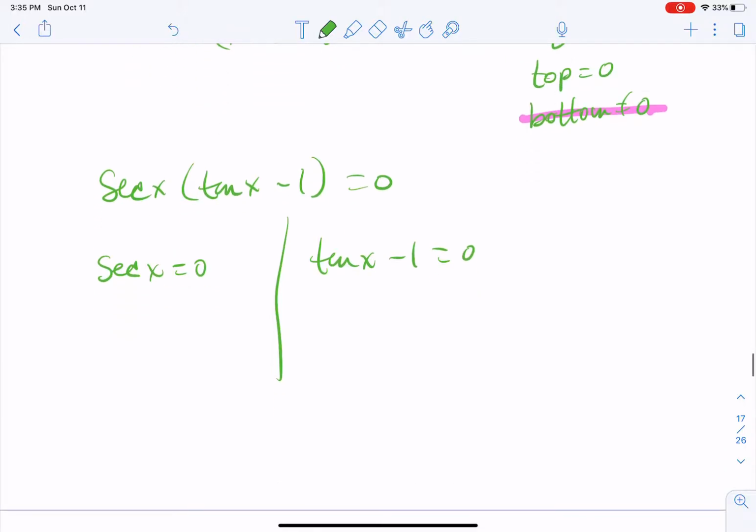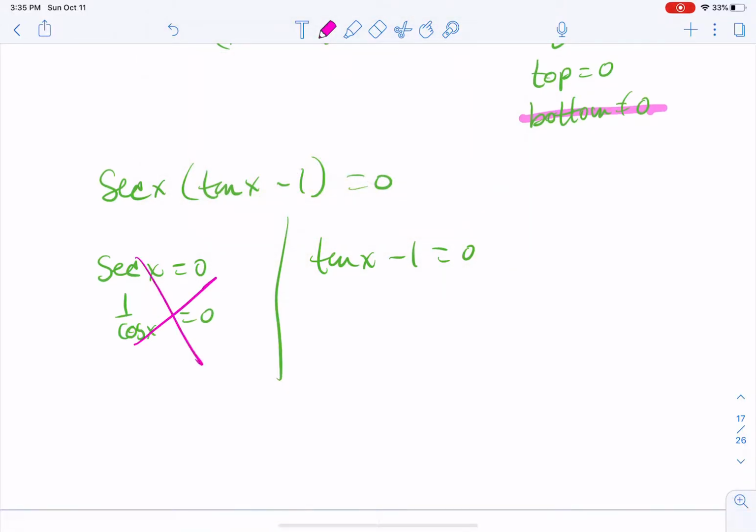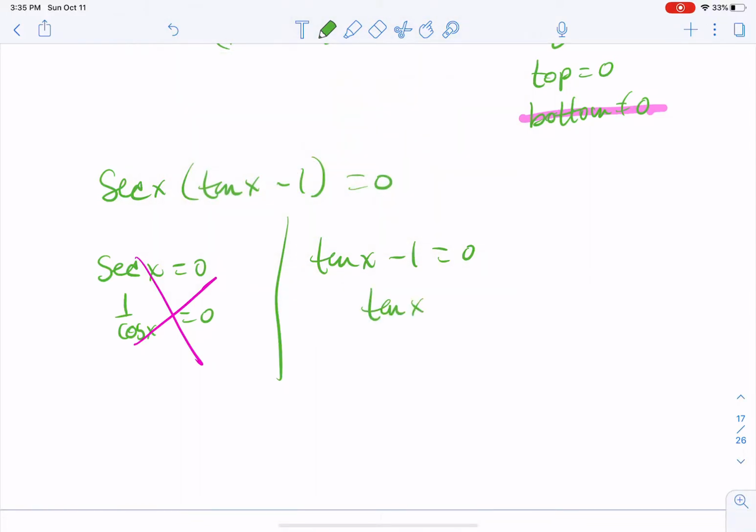Wait, secant is 1 over cosine x, so 1 over cosine x equals 0. Can that ever happen? Can 1 over cosine x ever be equal to 0? It sure cannot. So this one is not happening, which means it must be this thing over here on the other side. Tan x is equal to 1.